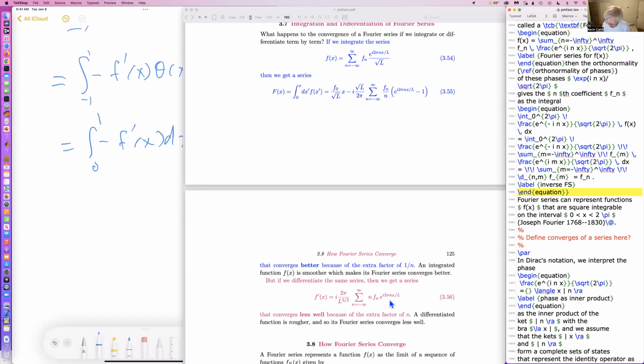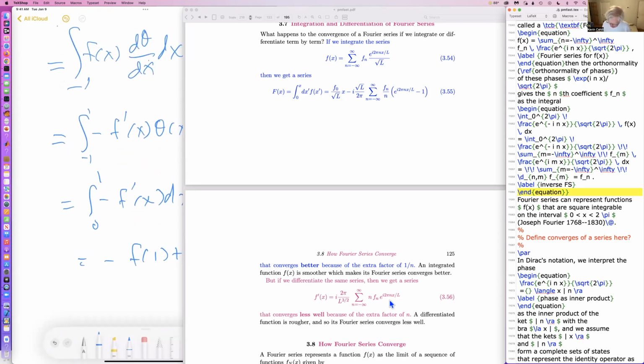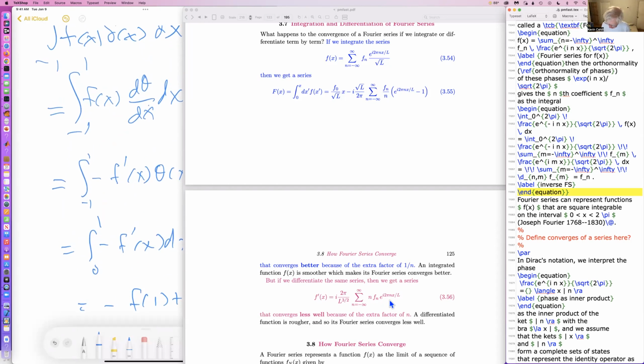And unfortunately, I am getting minus f of 1 plus f of 0. Well, I want the f of 0, but I didn't want this f of 1.